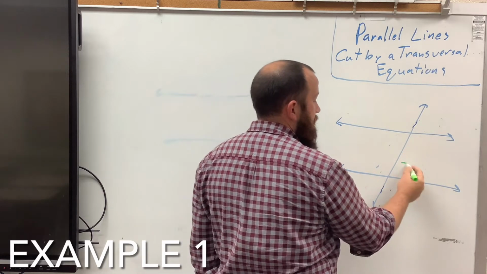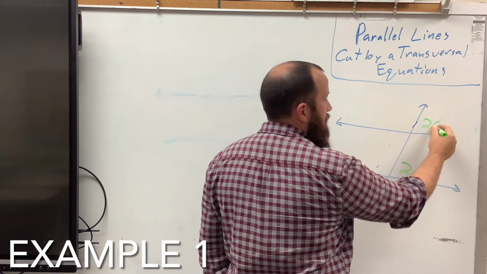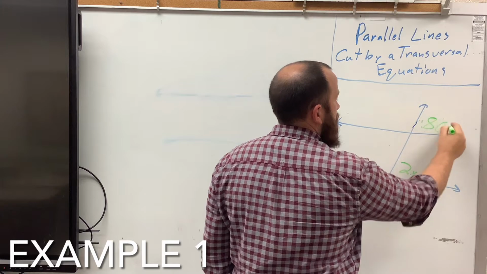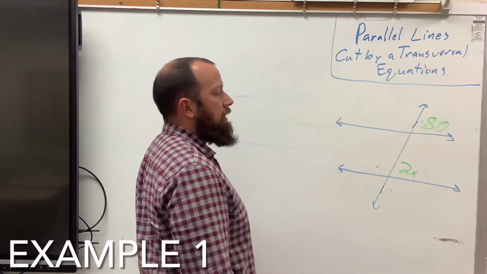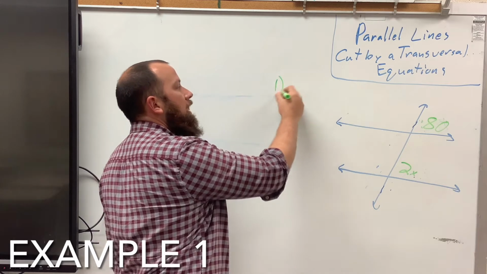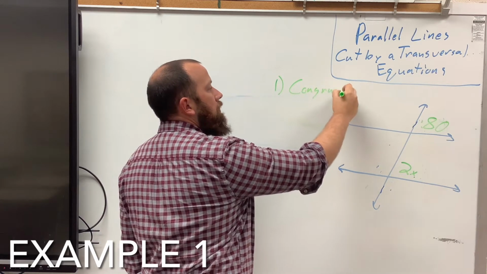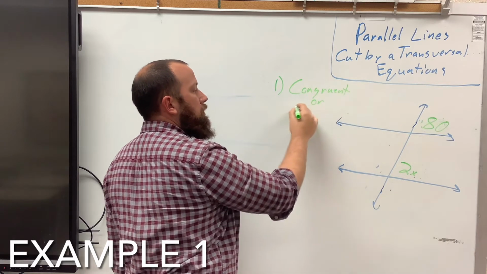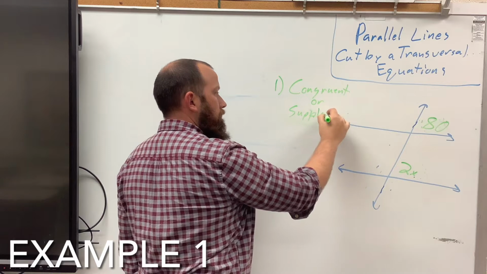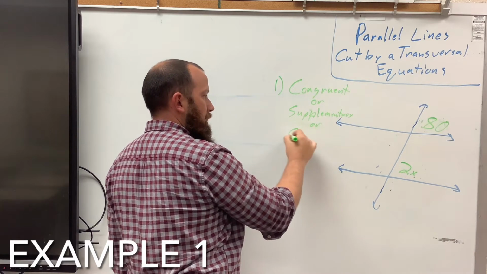So I'm going to say that this angle right here is 2x. I'm going to say that right there is 80 degrees. So I need to know what x is equal to in this case. The first thing I need to ask myself is, are these two angles congruent? Are these two angles supplementary? Or are they complementary?